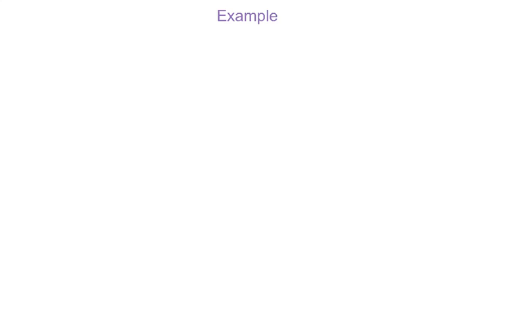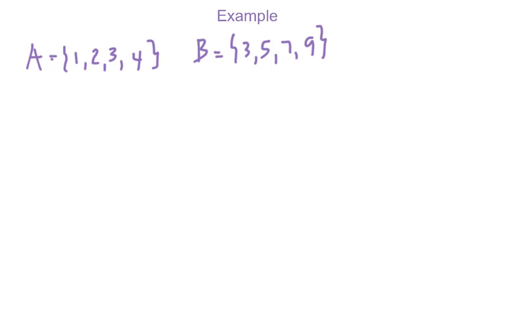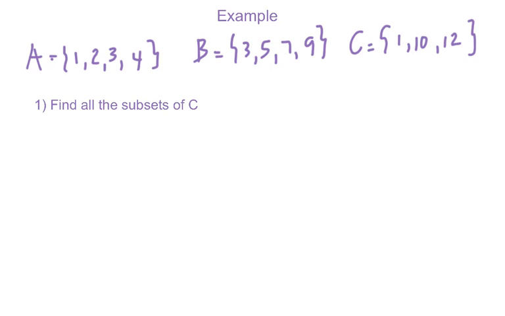Let's look at one final example that combines everything that we would have looked at in this session. So let the set A contain elements 1, 2, 3, and 4. The set B contain elements 3, 5, 7, and 9. And the set C contain the elements 1, 10, and 12. Part 1 asks us to find all the subsets of set C.